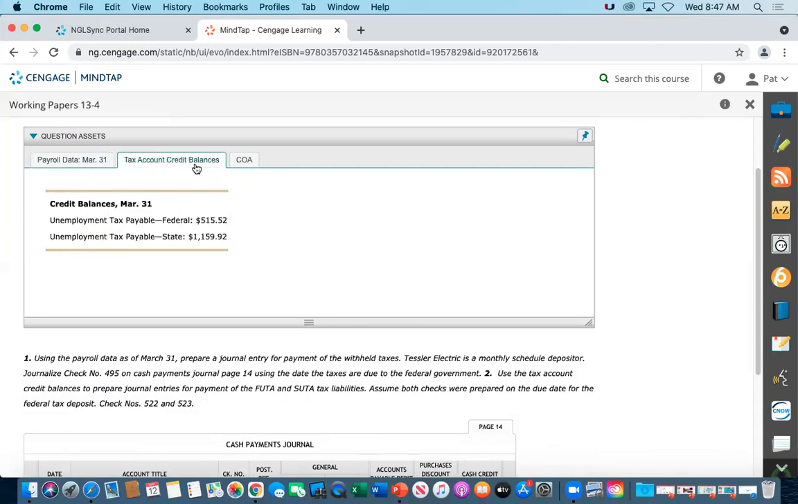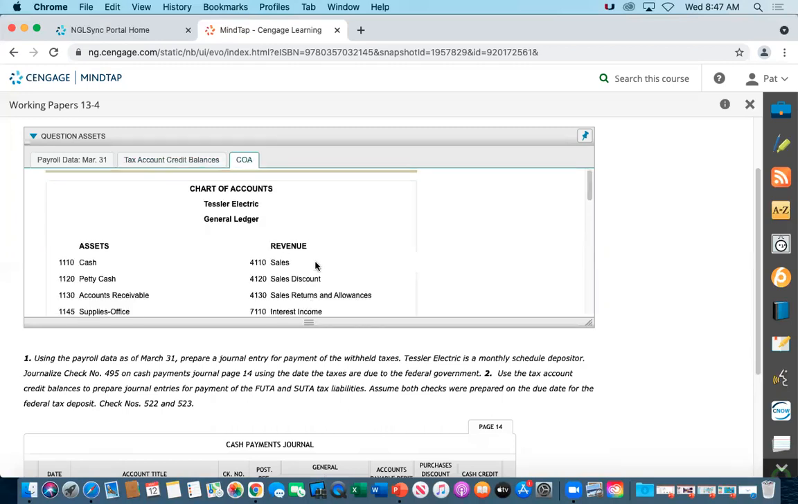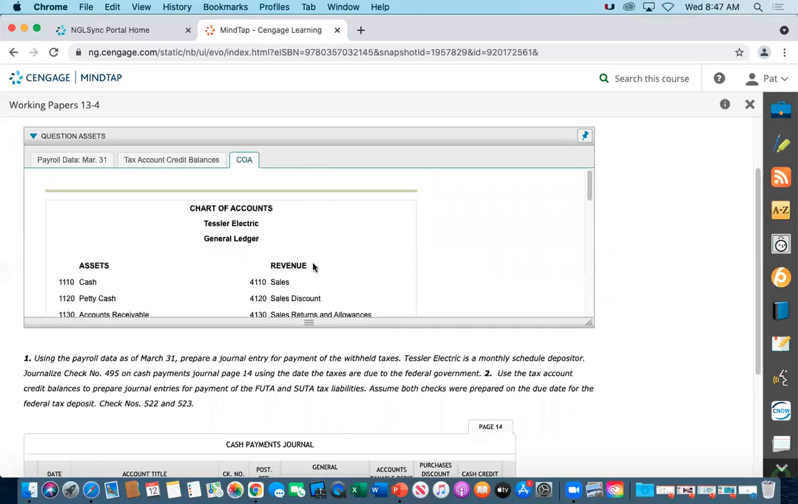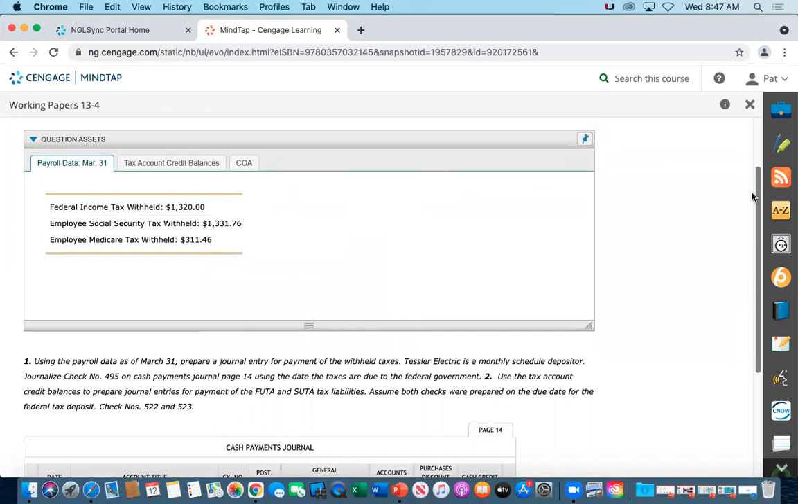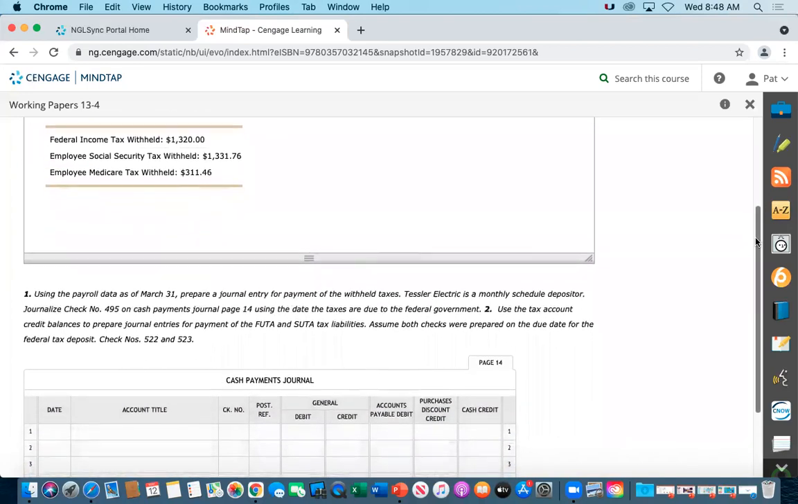Over here, it says tax account credit balances. We have these payables that we need to pay at the end of the quarter. So we have federal and state, we'll have to pay those later. You have the chart of accounts, which kind of helps you out. Okay, so it says using the payroll data from March 31st. That's why we're on the 31st tab. We need to prepare a journal entry for all these taxes that we withheld.